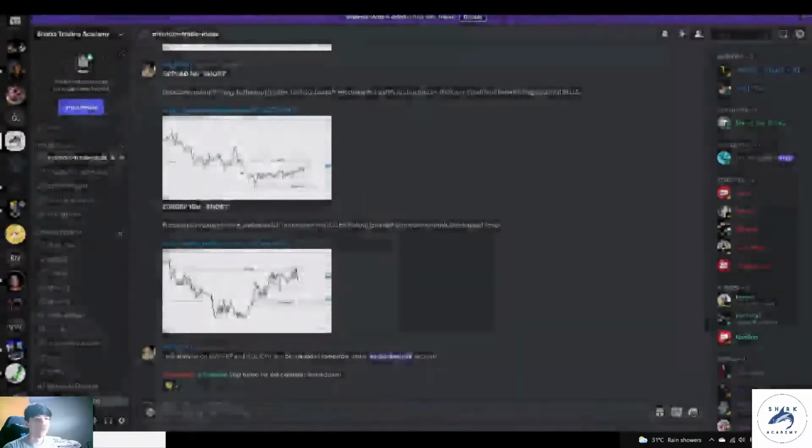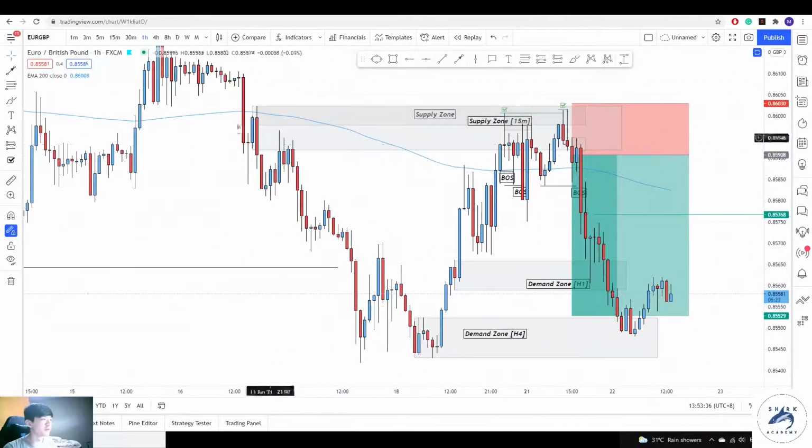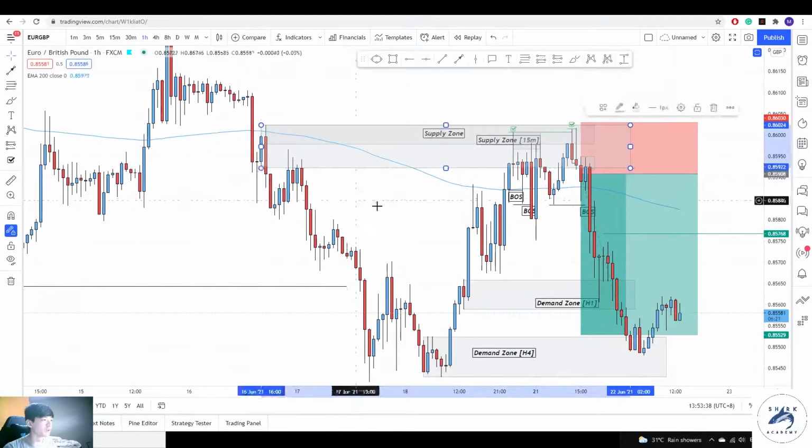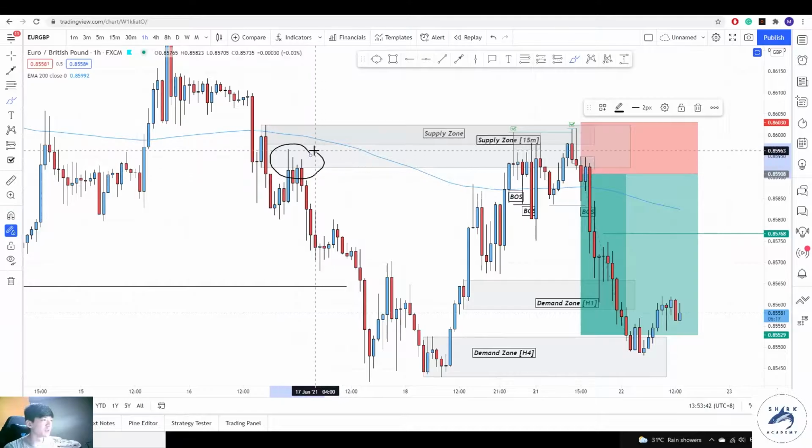Alright, so how we actually came about this trade is that on the 1 hour time frame, we realized that there is this supply zone that prices actually taps into. Correct, but this supply zone has been mitigated over here. So the moment it broke down, it got mitigated immediately, right?